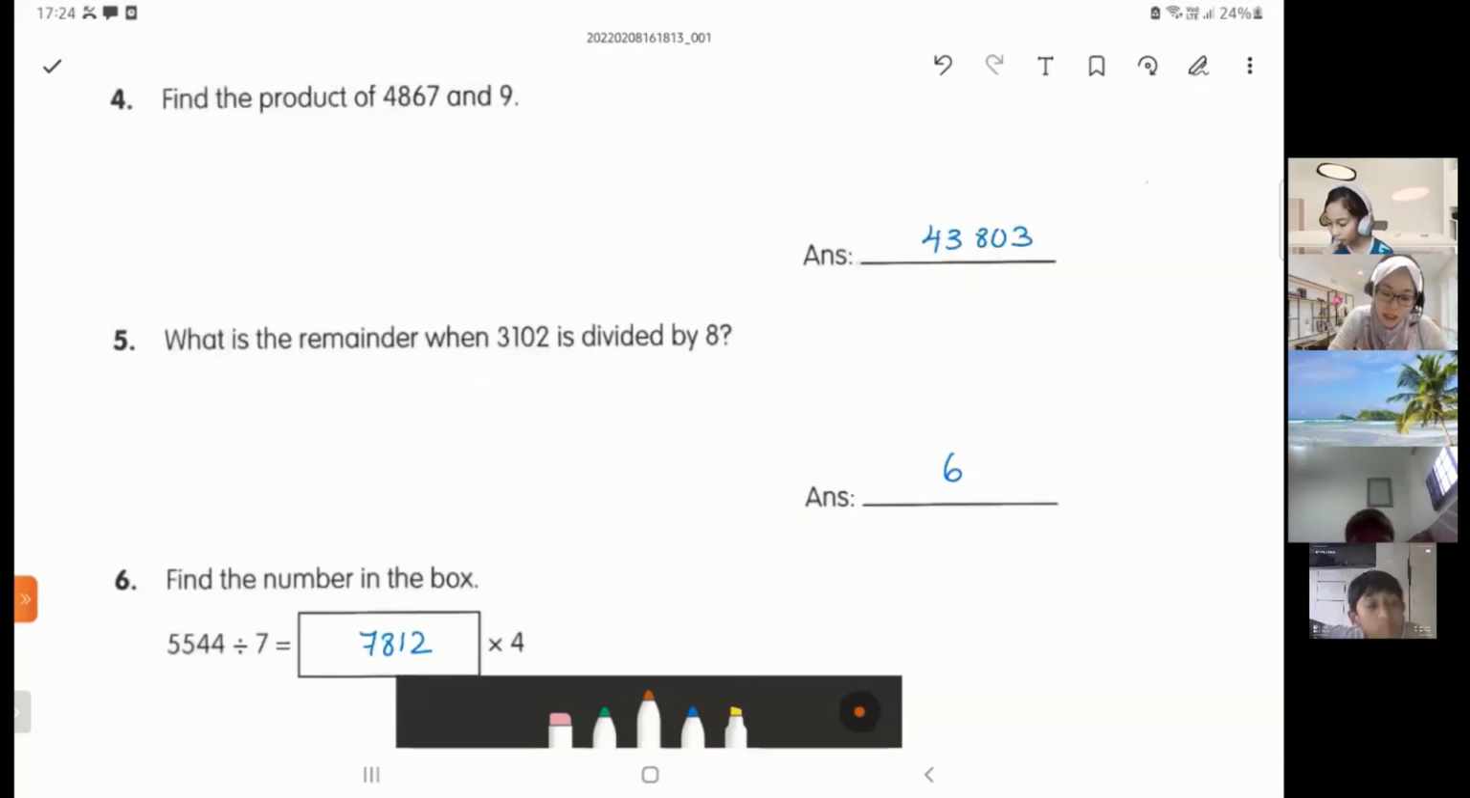Find the product of 4,867 and 9. Product means times. So what are we supposed to do?